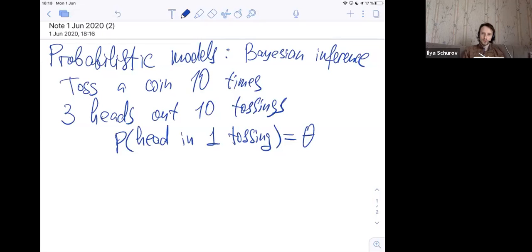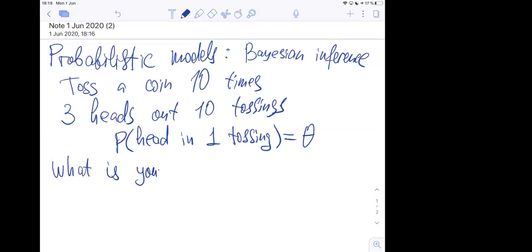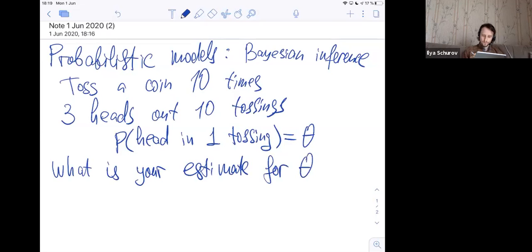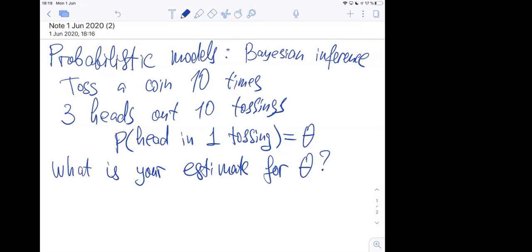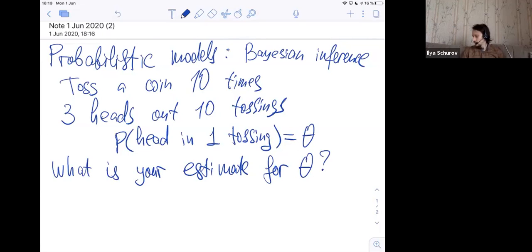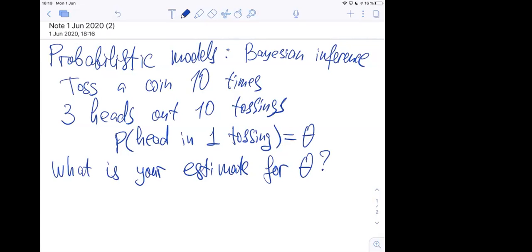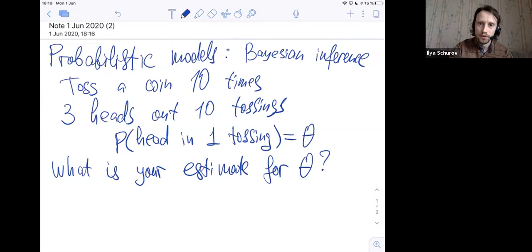So my first question is the following. What is your estimate for theta? How do you estimate theta in this case? You can just provide your answers. You can think about this problem a little bit, and I need to find one thing. And just in a second, I will return.